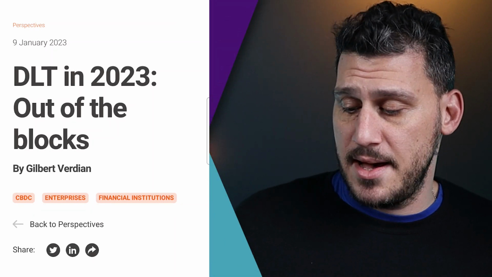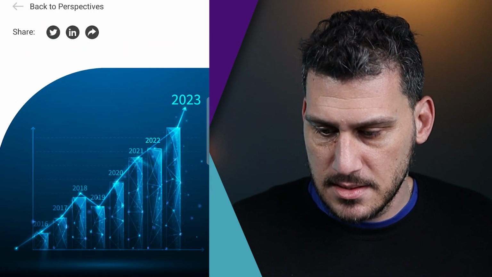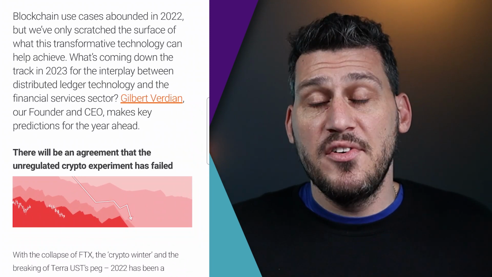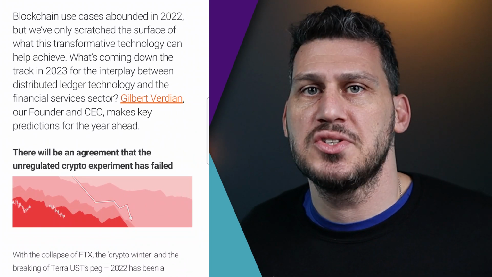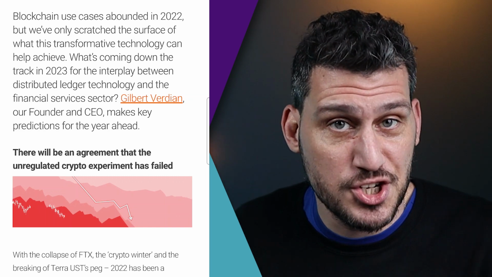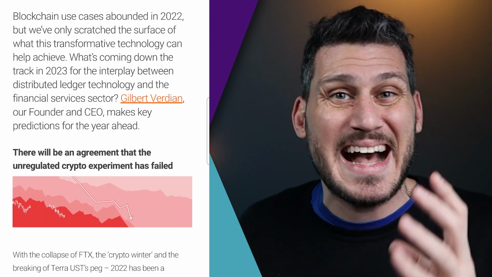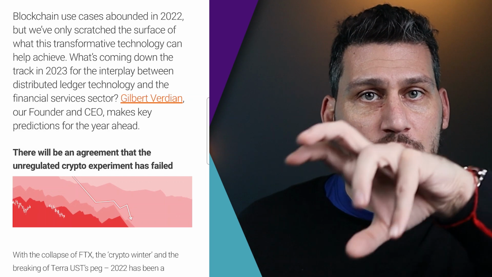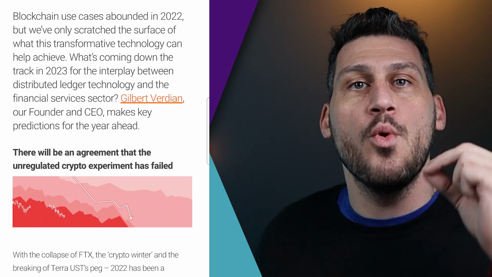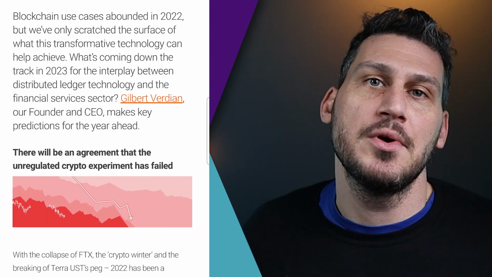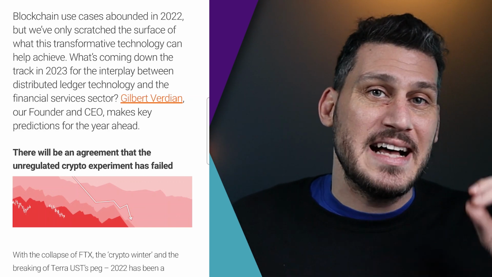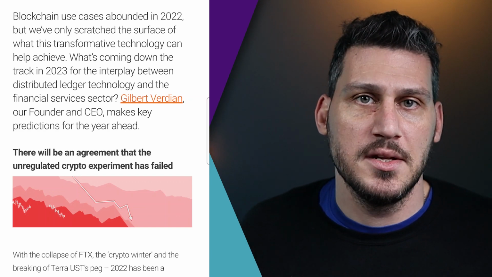So this article just came out literally a couple of days ago. It says DLT in 2023, out of the blocks. If you go a little bit lower, they're just talking about the use cases abundant in 2022, but we've only scratched the surface. By we've only scratched the surface, they're talking about cryptocurrency development in general, but more specifically the Quant network as the applicability of this ever-expanding crypto world. The crypto economy is growing, and so is the applicability of the growing Quant network as it pertains to growing DLT, crypto, blockchain, and so on.